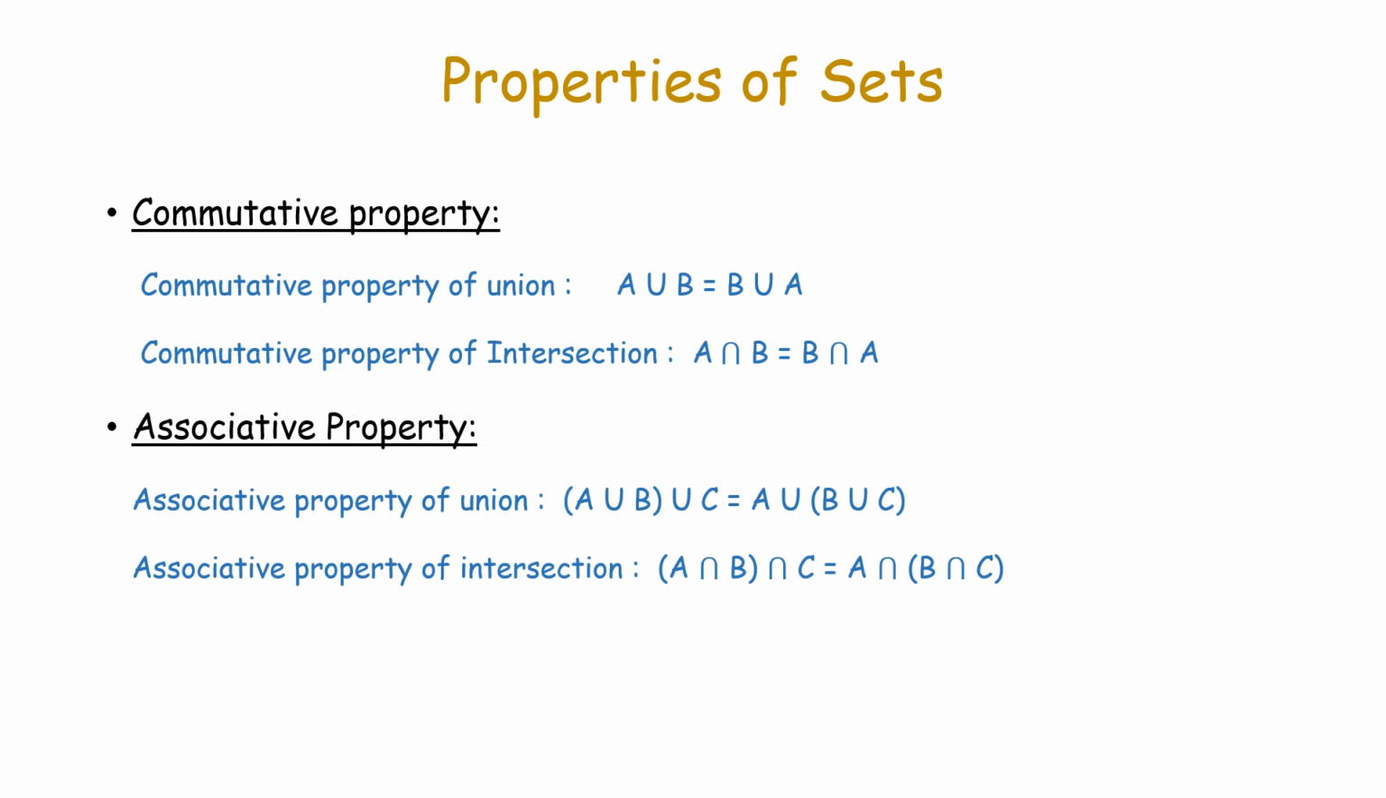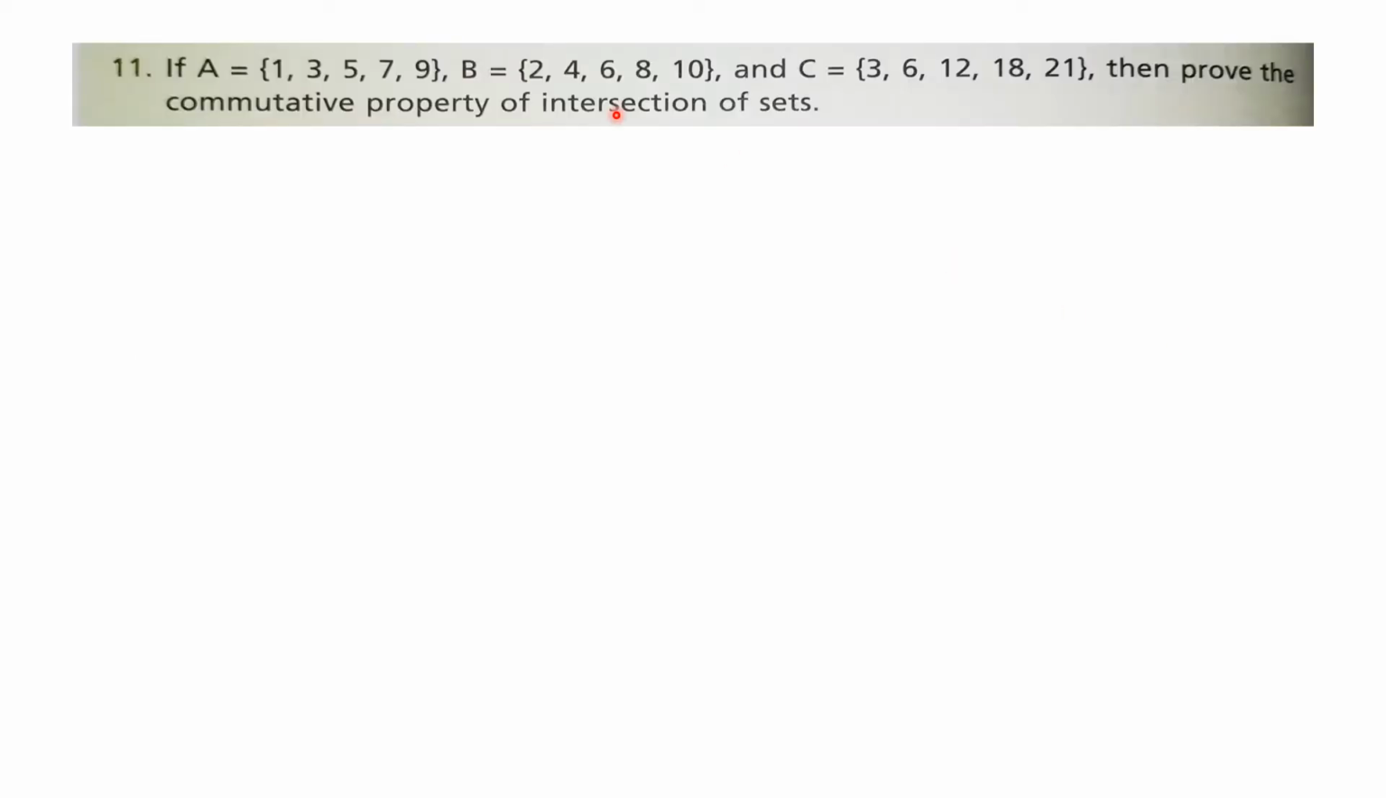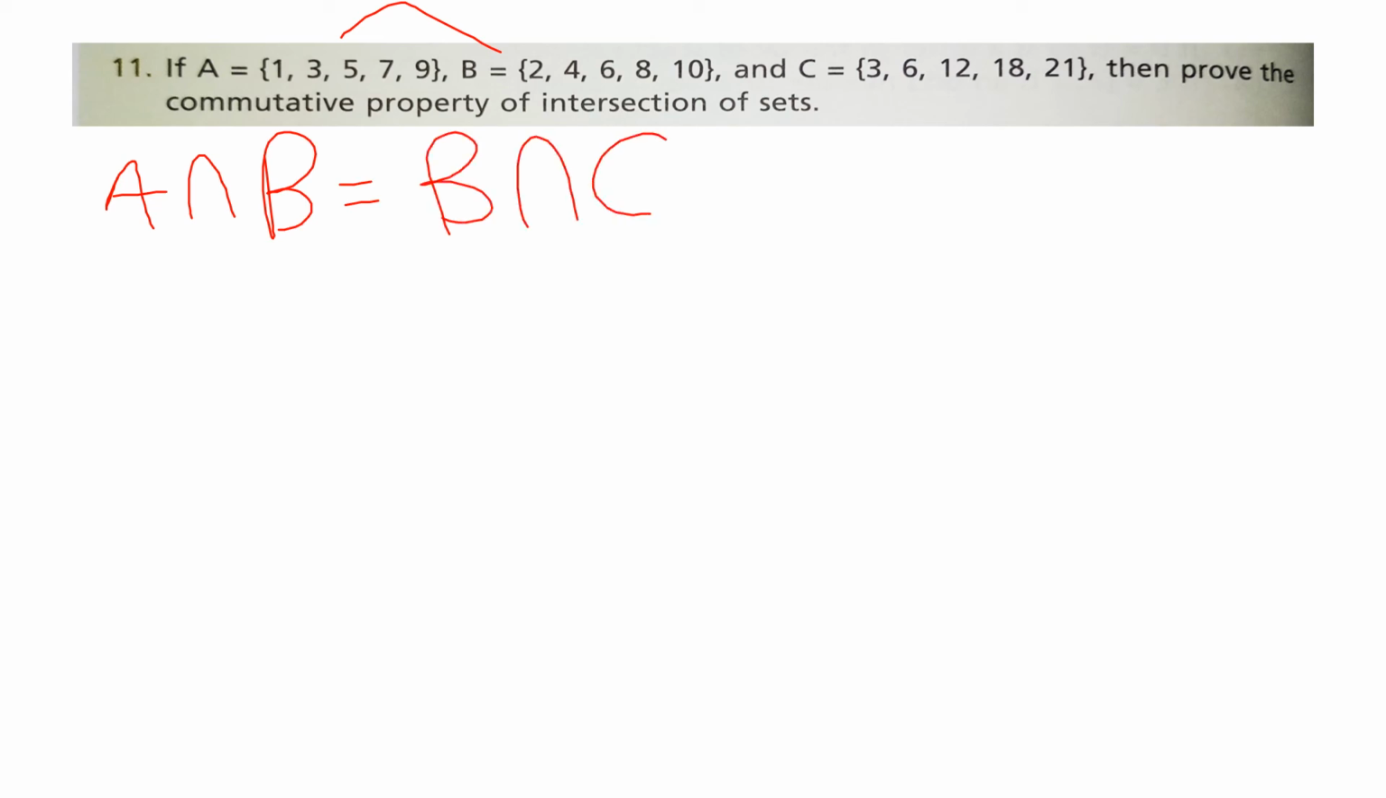Now we'll solve the exercise with these properties. In question number 11, you have to find the commutative property of intersection of sets. Three sets are given here, and I'm going to tell you how you have to solve it. First we will apply the commutative property on A and B. So according to the commutative property, A intersection B should be equal to B intersection A.